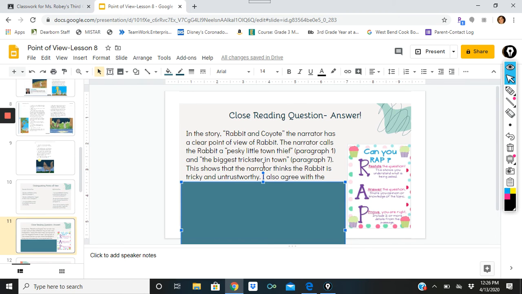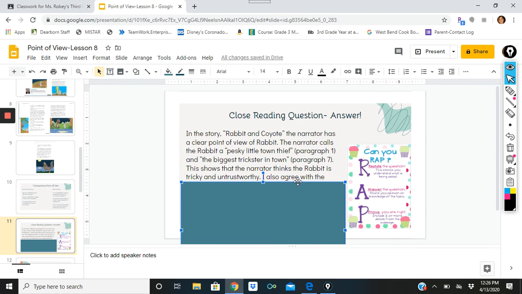So did I answer the question that the narrator thinks the rabbit's tricky and untrustworthy? Yeah, I did. I talked about the narrator's point of view. Did I provide 2 details? Yeah, I talked about him being a pesky little town thief and the biggest trickster in town. Make sure you include the evidence. That's the only way you're going to get all of the points when you answer your close reading questions. And even when you take M-STEP next year, it is so important that you do that.